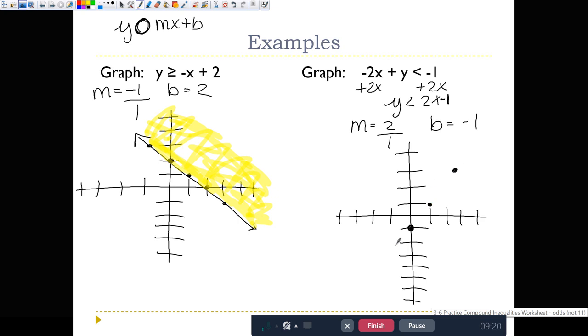And then is this going to be a solid line or dashed line? Does it have an equal to? No. So it's going to be dashed, because it does not include that value. And then are we shading above or below? Below, because it's less than.